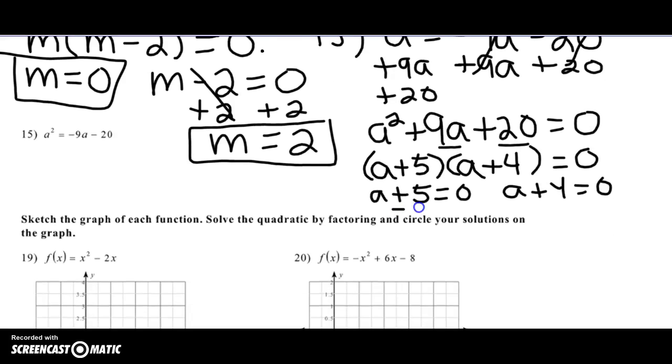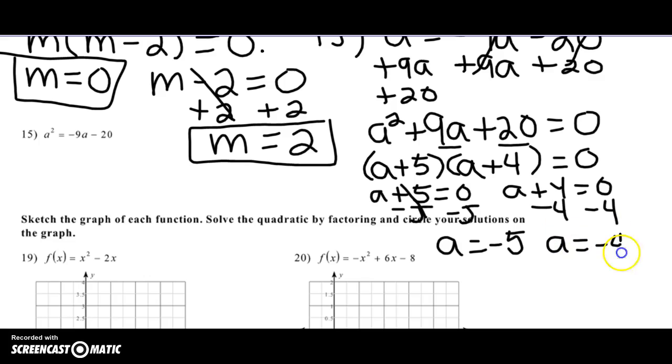I'm going to get minus 5 here, minus 5. I'll get a equals negative 5, minus 4, minus 4. I'm going to get a equals negative 4, and these are my solutions.